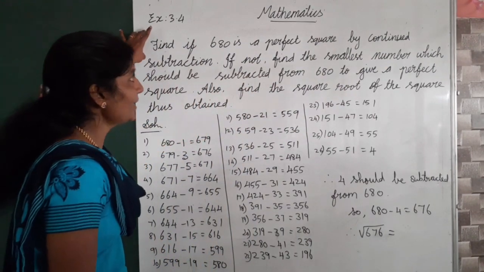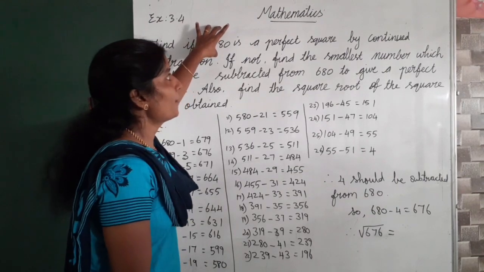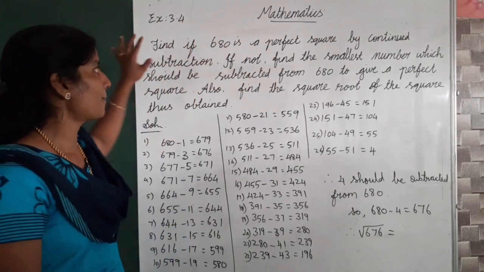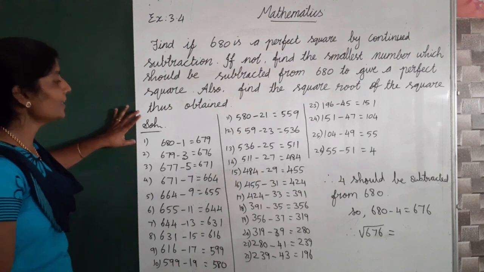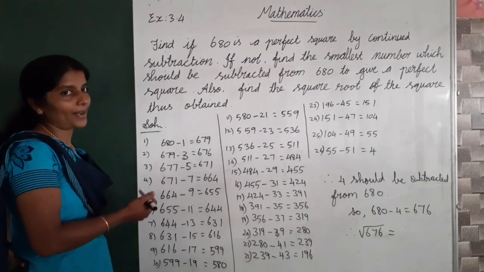First, we want to find if 680 is a perfect square by continued subtraction. Now we can find the continued subtraction, repeated subtraction, isn't it?